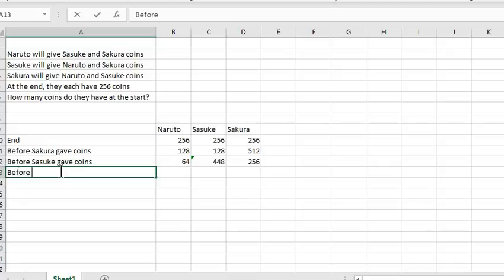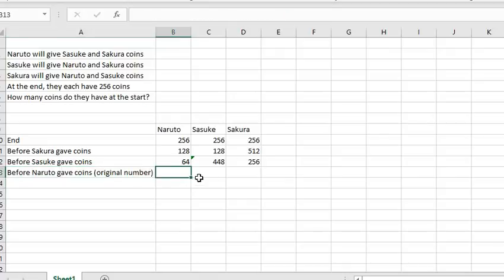Finally, before Naruto gave coins, this is now the original number of coins that they have at the start. So original number. So he gave Sasuke as many coins as he has, so we will divide this by 2. He also gave Sakura as many coins as she has, so we will divide this by 2 also.